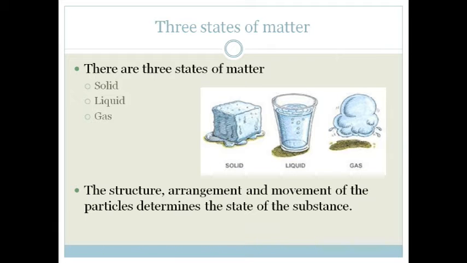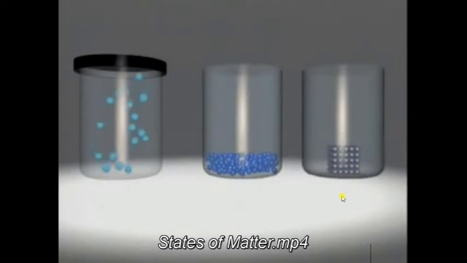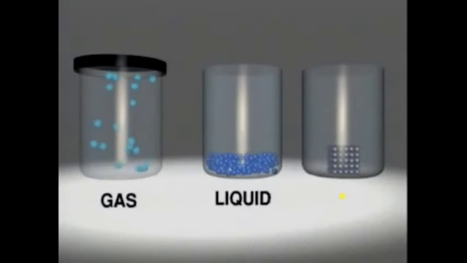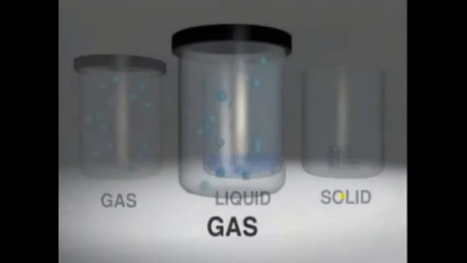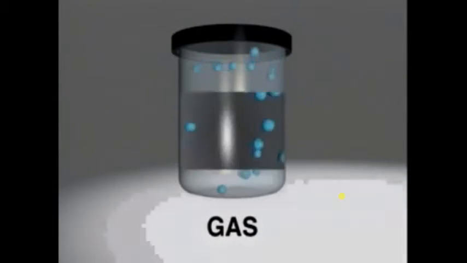The structure, arrangement and movement of the particles determines the state of the substance. In other words, it determines whether it is a solid, a liquid, or a gas. So let's have a look at this. Here we have three beakers. We've got a gas, a liquid, and a solid. In the first beaker, you can see the gas. The particles are moving around. They've got high energy. There's large spaces between them.